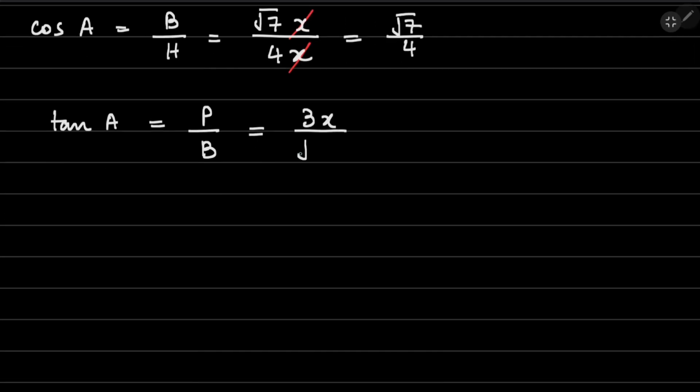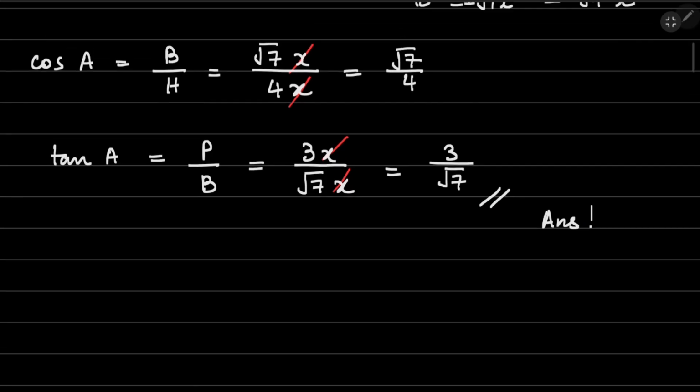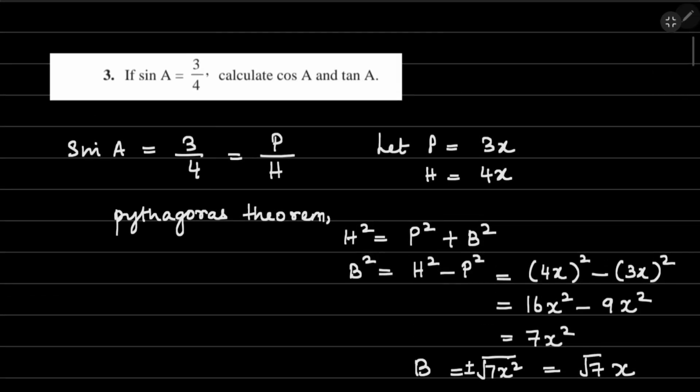Divided by base is nothing but what we just calculated, root 7x. Again, you can cancel x and x and the answer will be 3 by root 7. This is our answer. I hope it's clear. Without even using any diagram or right angle triangle, we can directly use the ratios to calculate. If sine is given, you can calculate cos and tan. Or if cos is given, any one value is given, you can calculate all the other trigonometric ratio values.